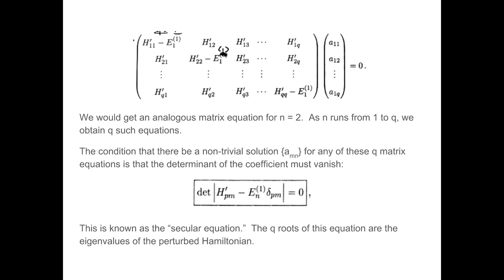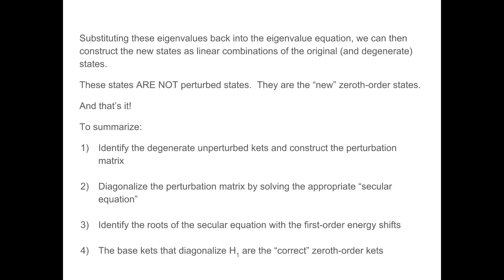So the Q roots of this equation are going to be the eigenvalues of the perturbed Hamiltonian, right? So we're diagonalizing this, and it's going to give us Q different values, Q roots, Q eigenvalues. Those are the ones that we add on to the unperturbed energy to give us the new spectrum. Then we'll be able to take those eigenvalues, plug them back into the eigenvalue equation, and construct the new states.